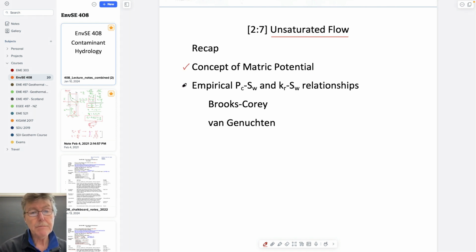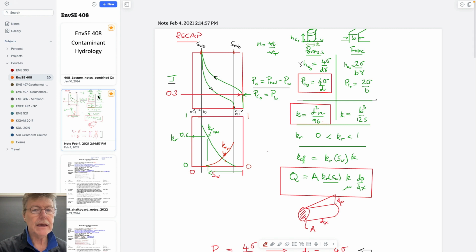We'll talk about some empirical relationships that describe capillary pressure saturation curves and permeability saturation relationships, which we've looked at already. And these are by two sets of researchers, Brooks and Corey, and a guy called Martinus van Genuchten, who's originally Dutch. And so, recap first, I guess.